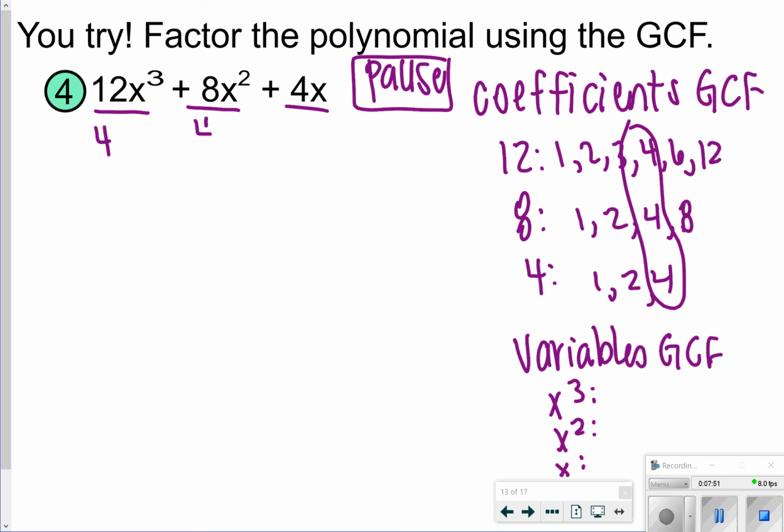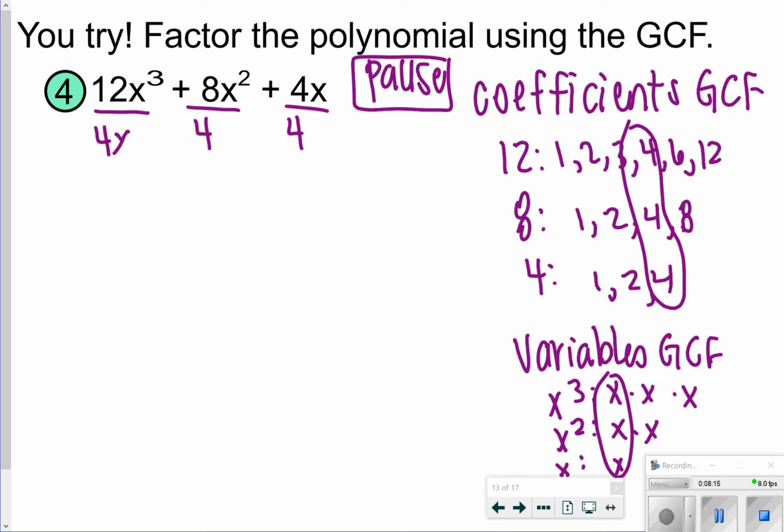I also need to find the GCF of the variables. Basically, what is the greatest number of times that x can fit into all of these? And that would be just a 1x, because you have x squared and x to the third, those are going to be multiples, but 1x would be fitting into all of them. So I'm going to divide everything by not just 4, but 4x. Okay, I'm going to go ahead and write my GCF on the outside of my parentheses and begin.